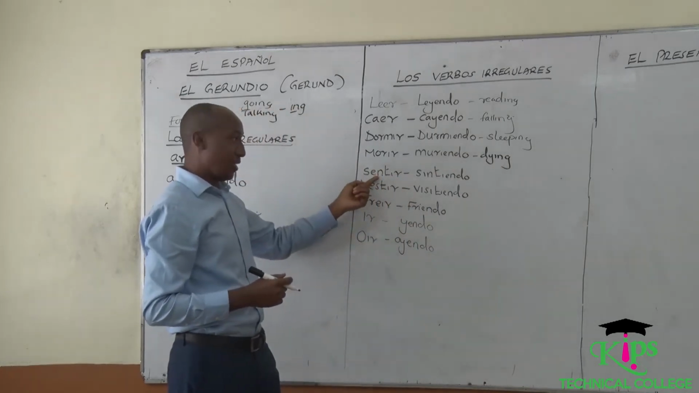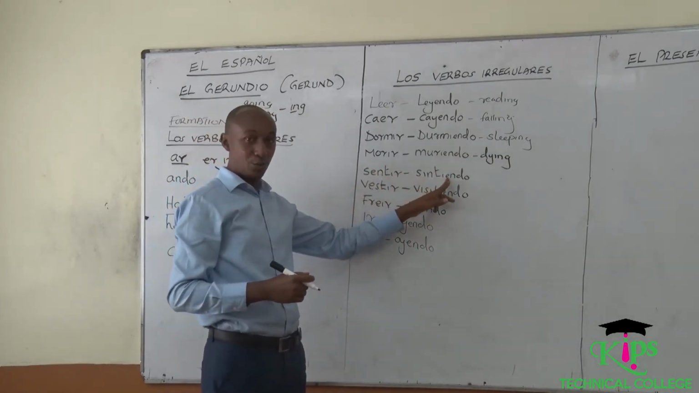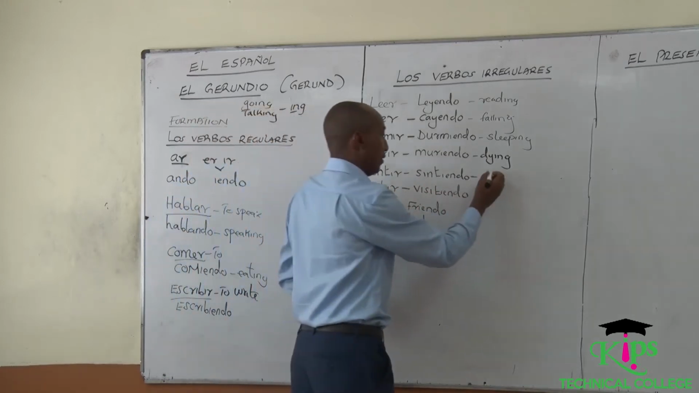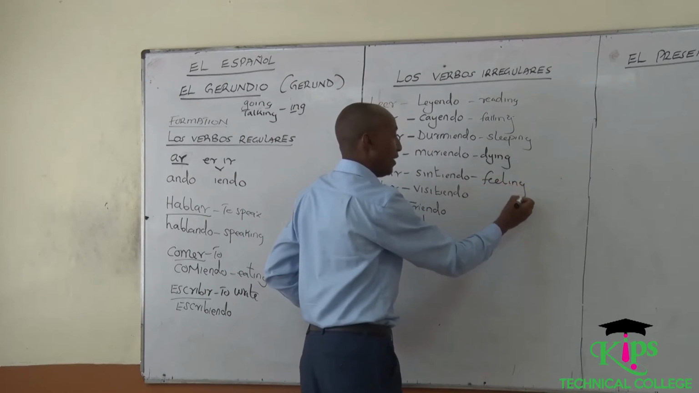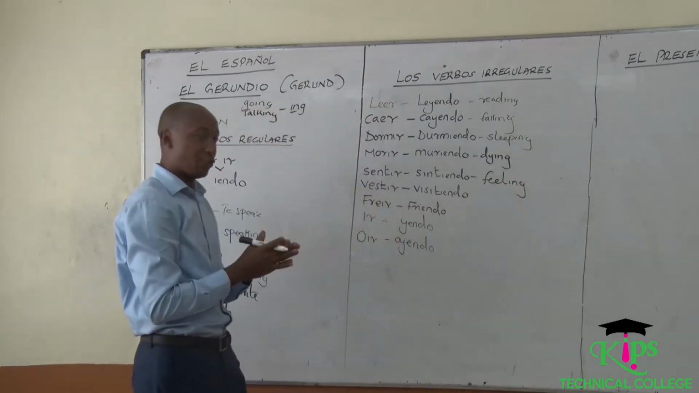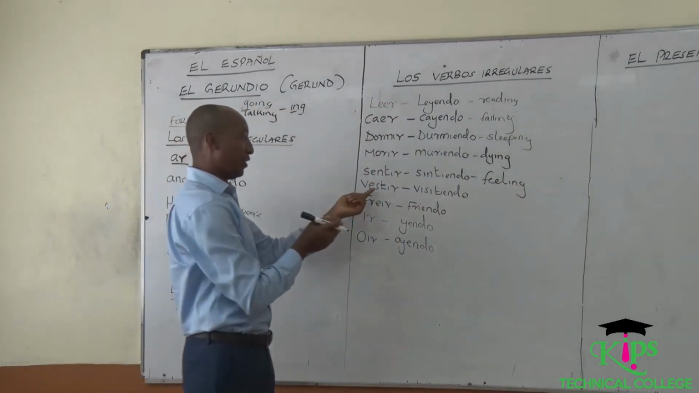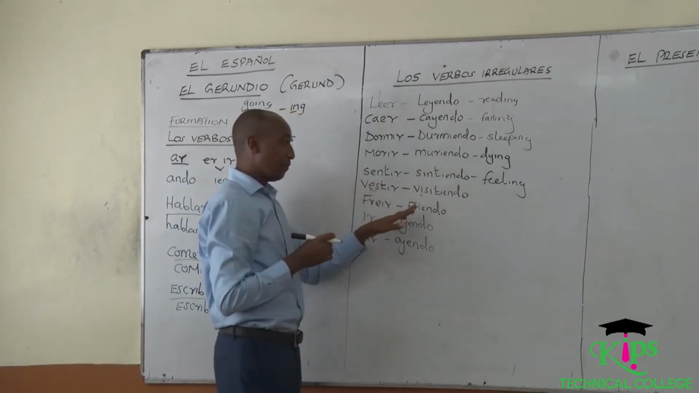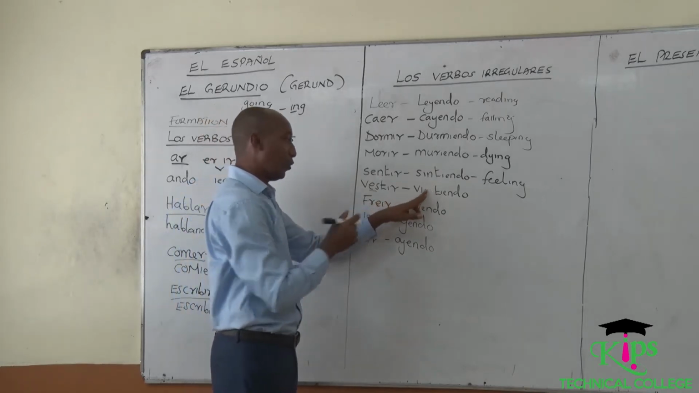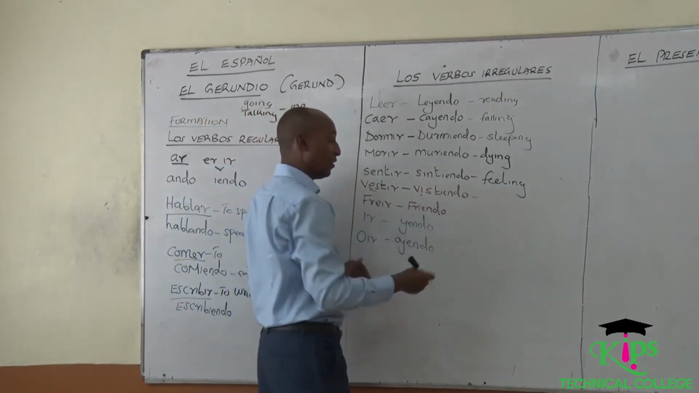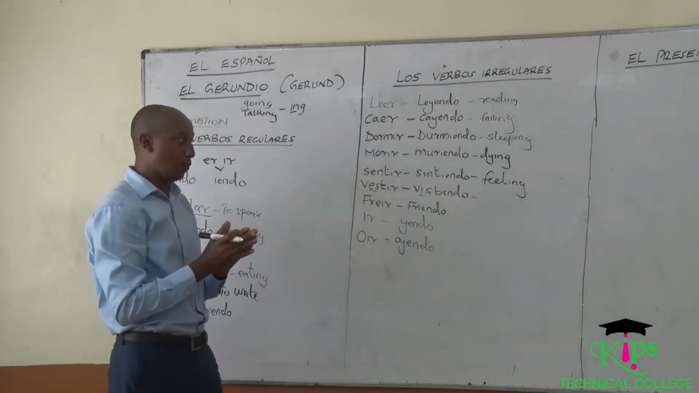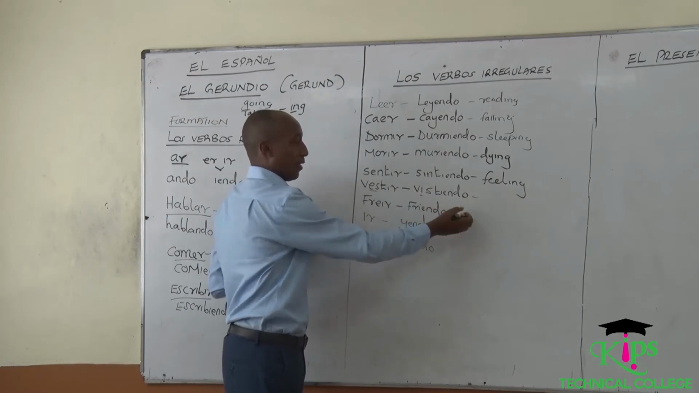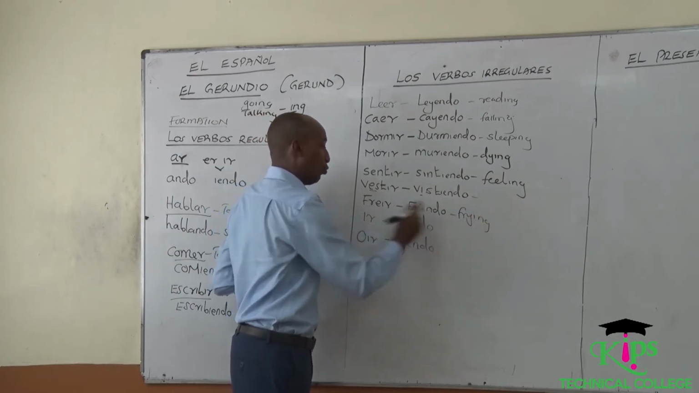We have sentir changing to sintiendo. Can you see the change? Yes, E to I. Therefore, this becomes feeling. Who is feeling? We don't know. But we know that an action is taking place. Then we have vestir. Look at the E changing to I. We have vistiendo, which is getting dressed. Who is doing it? We don't know. We have freír, friendo, frying. Can you see the change? Yes, from E to I.